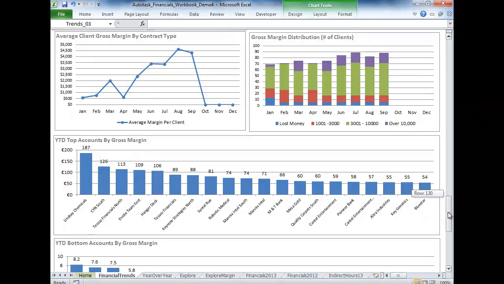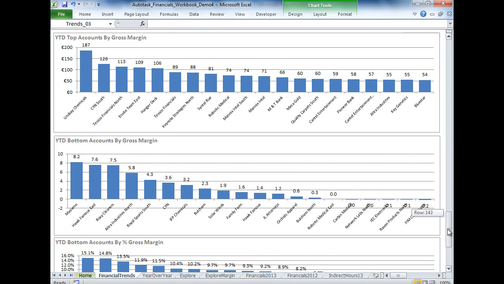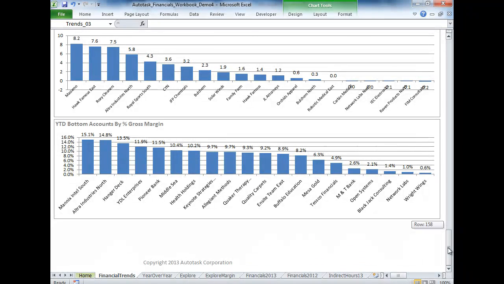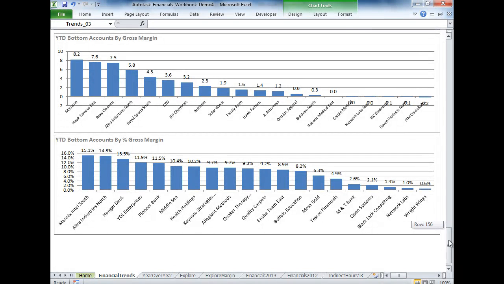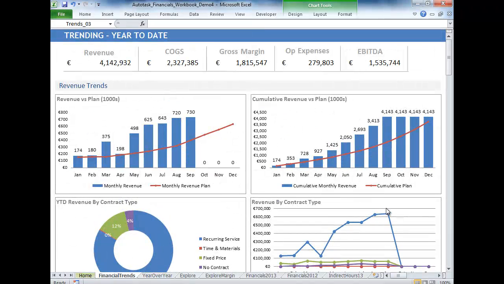I also see the total amount of margin coming in per client going up, and I see my year-to-date top accounts by gross margin, and more importantly, probably my bottom accounts by gross margin. I can see these are clients that I'm losing money on. I can also see percent gross margin. Percent gross margin typically being that if I get in $100 and I have margin of $10, that's really 10% margin. So giving me that percentage.